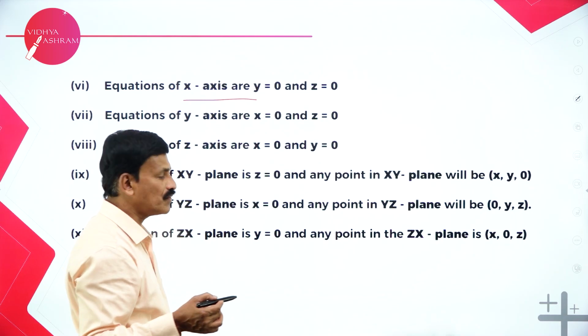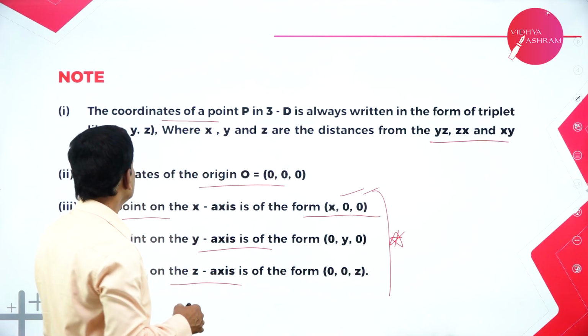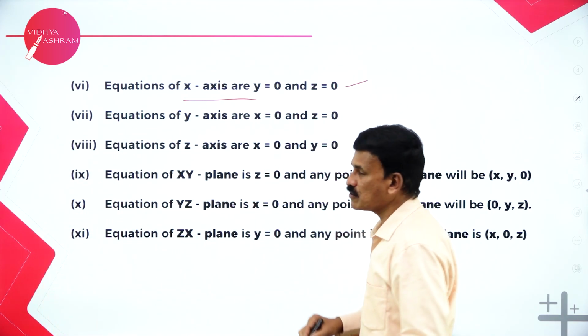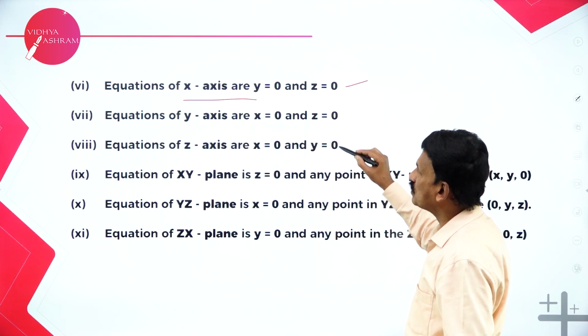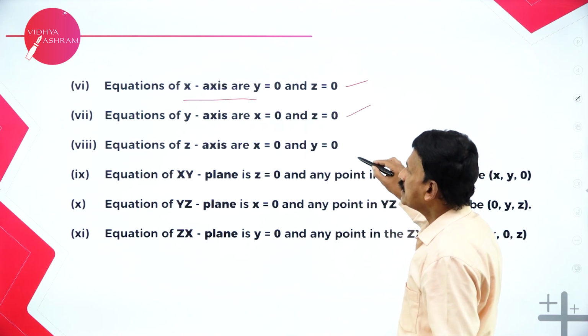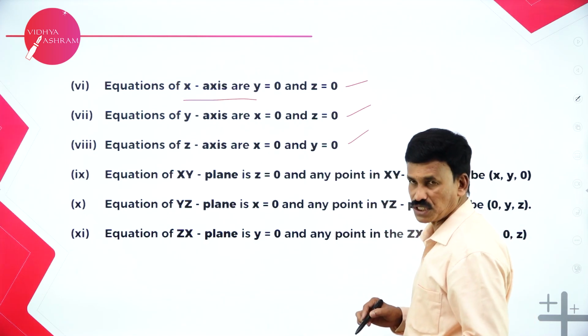Now, the equation of the x-axis is y equal to 0 and z equal to 0, because here y and z are 0. Similarly, the equation of the y-axis is x equal to 0 and z equal to 0. And the equation of the z-axis is x equal to 0 and y equal to 0.